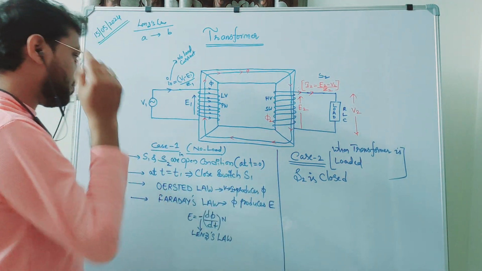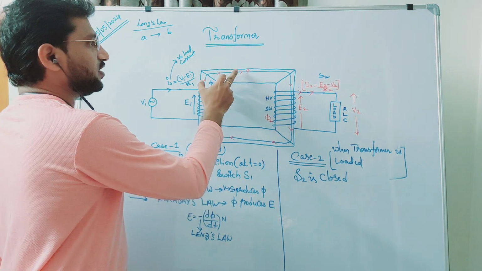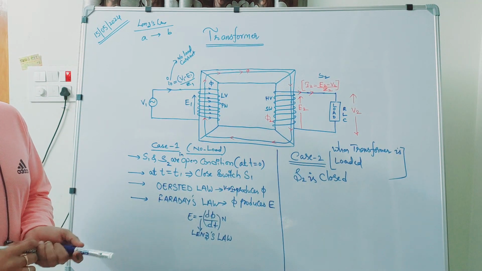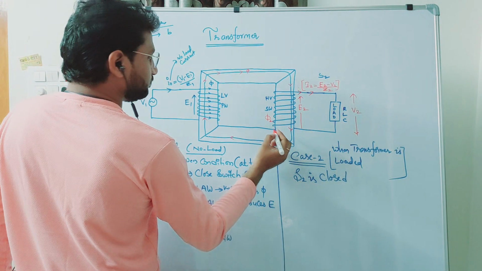Now what will happen? According to Lenz's law, it has to oppose the very cause. What is the very cause here? This flux. The very cause is what here? This flux. Okay.